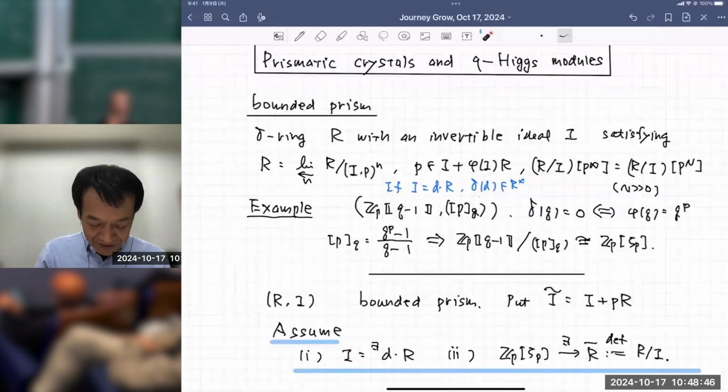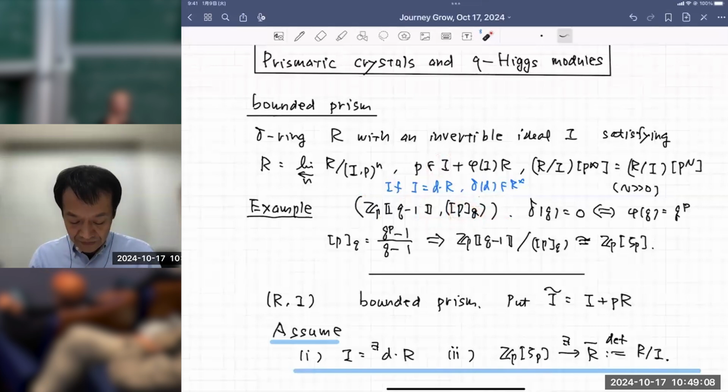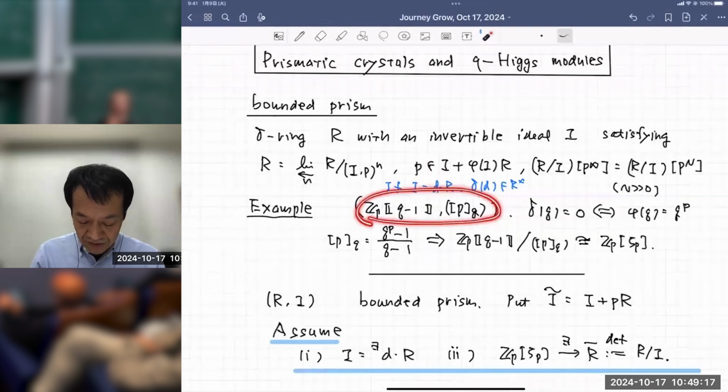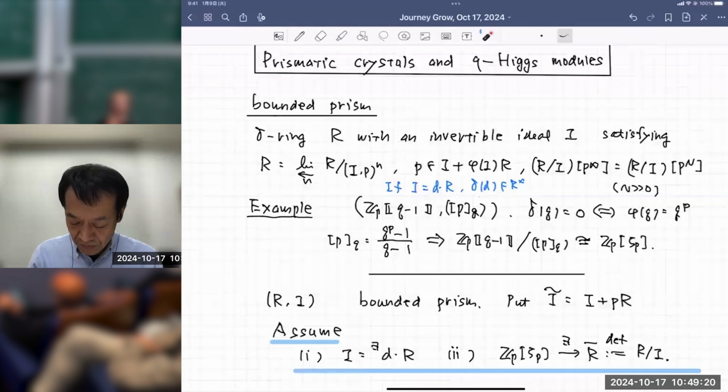The most important example in this talk is the q-crystalline prism. This is a formal power series ring in the variable q minus 1 with coefficients in Z_p, and the ideal I is generated by the q-analog of p. The delta structure is defined by, in this case, this is p-torsion free, so to give a delta structure is equivalent to giving a lifting of Frobenius. We consider a lifting of Frobenius defined by phi of q equals the p-th power of q. Then delta of q becomes 0, as I mentioned before.